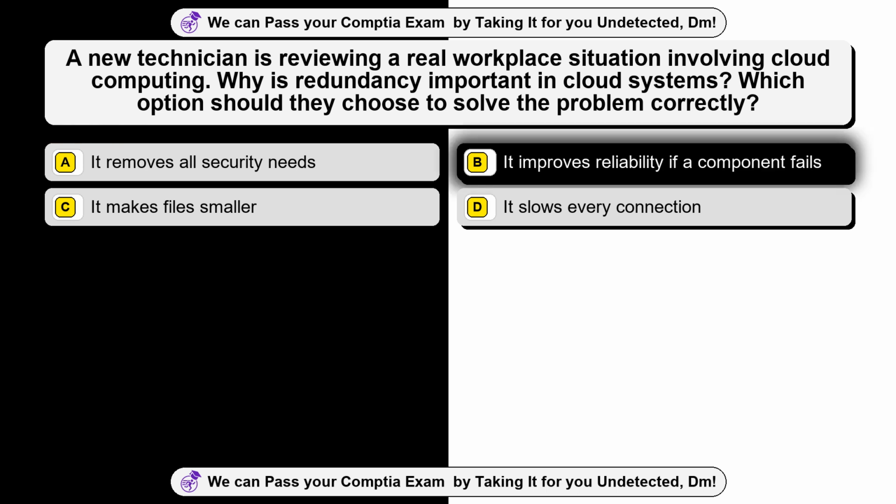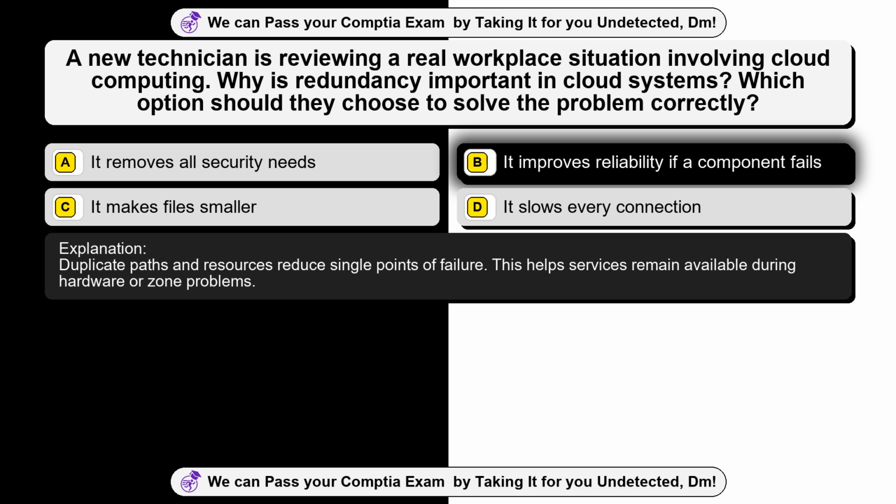The correct answer is option B, it improves reliability if a component fails. Duplicate paths and resources reduce single points of failure. This helps services remain available during hardware or zone problems.